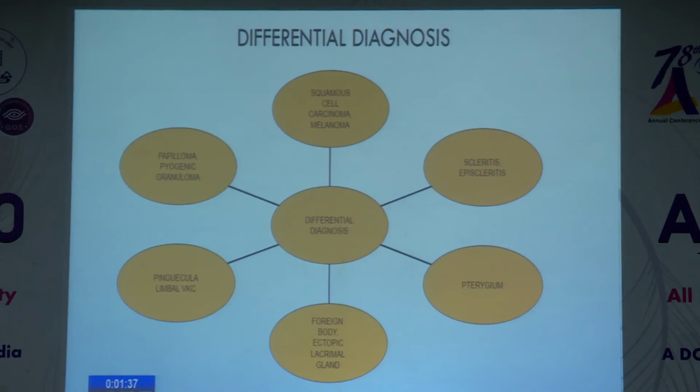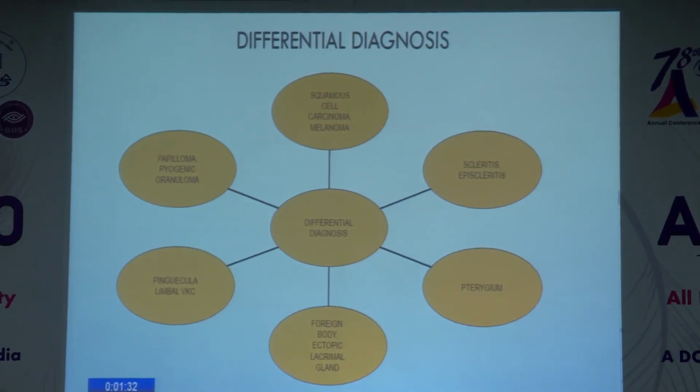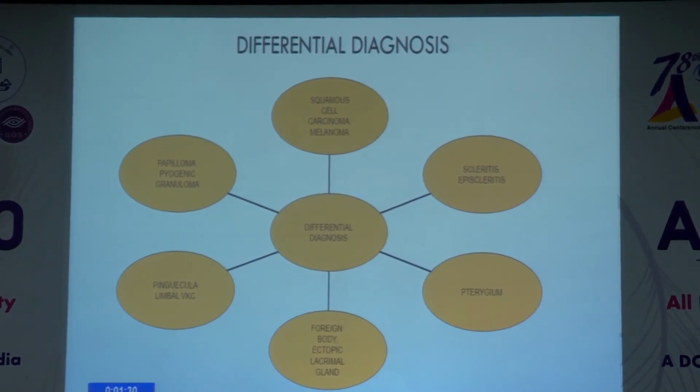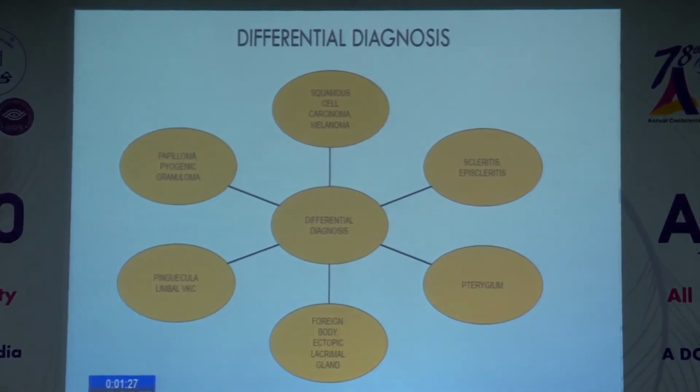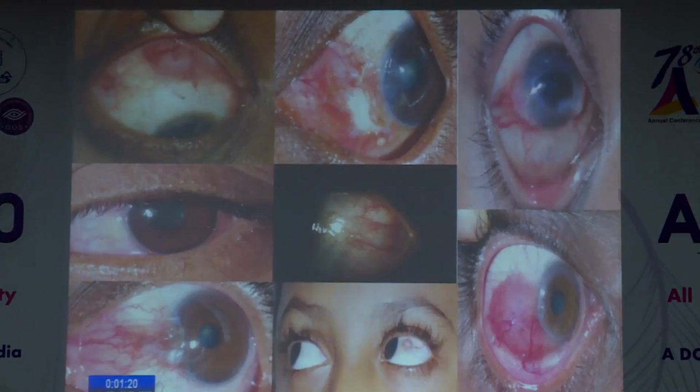So what is our main thing? We have to differentiate these lymphoma cases from all these differential diagnoses like squamous cell carcinoma, melanoma, papilloma, pyogenic granuloma, episcleritis, scleritis, pterygium, pinguecula, limbal VKC, foreign body, and ectopic lacrimal gland. These all are the differential diagnoses which can easily be misdiagnosed as conjunctival lymphoma, or lymphoma can be misdiagnosed as a simple case of pterygium or a pinguecula, and we generally miss it in our day-to-day practice.